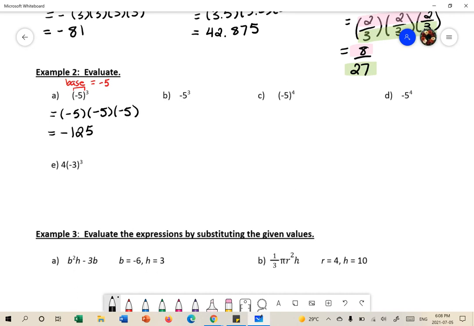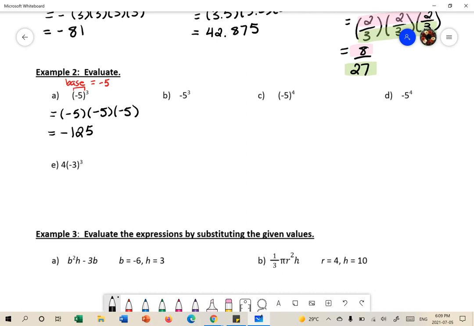Okay, so when you're putting this in your calculator, make sure that you're including the brackets. So in your calculator, you're going to type in bracket, -5, close bracket, exponent 3. Or you're going to type in your calculator -5 times -5 times -5. The brackets are very important here to make sure that we are getting the base right.